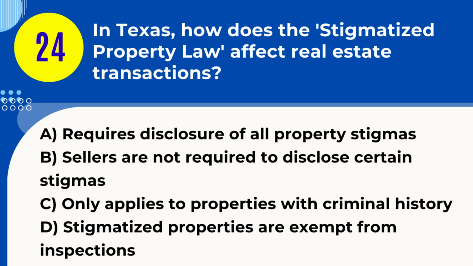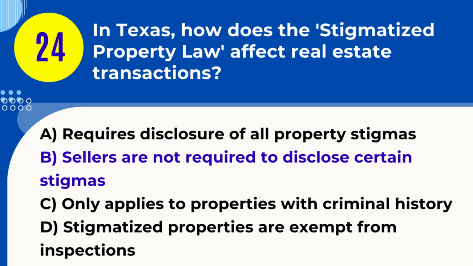Question 24. In Texas, how does the stigmatized property law affect real estate transactions? A. Requires disclosure of all property stigmas. B. Sellers are not required to disclose certain stigmas. C. Only applies to properties with criminal history. D. Stigmatized properties are exempt from inspections.